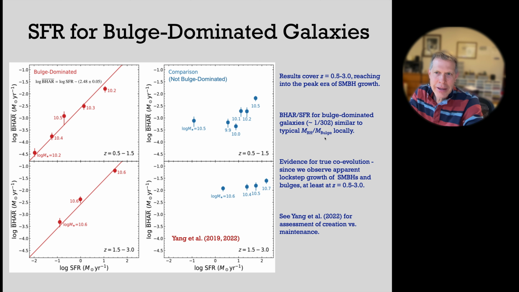So we actually can see that if you allow this growth to occur over a long span of cosmic time, you might naturally produce the local relations between black hole growth and star and bulge properties, black hole mass and bulge properties. We take this to be evidence of true coevolution, since we observe this apparent lockstep growth of supermassive black holes in their bulges, at least over this redshift range.